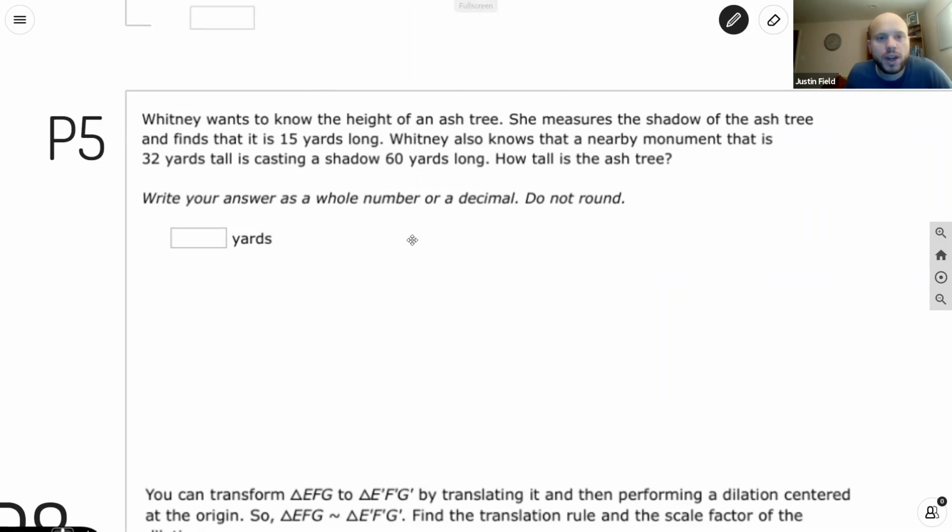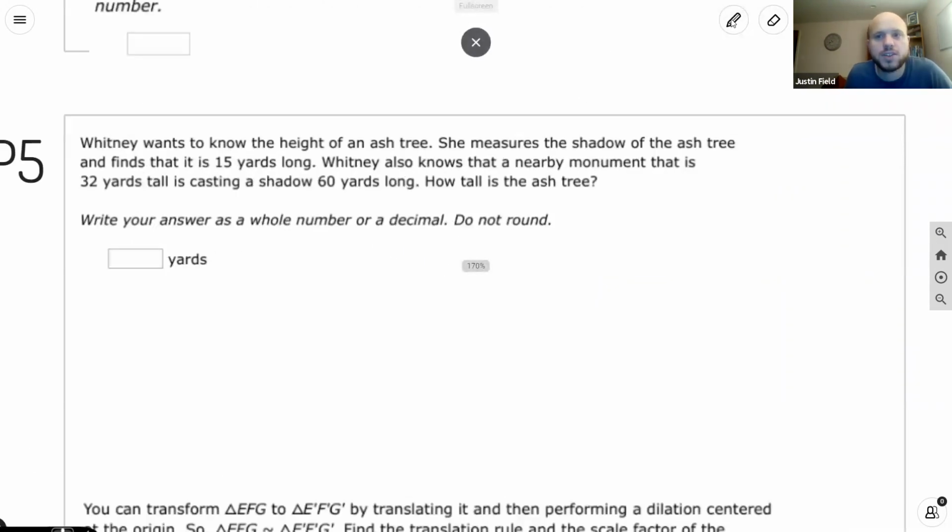Okay, so let's talk about Whitney. P5 is talking about indirect measurement, one of my favorite things in geometry because it's so easy to actually use. So we're going to draw a picture. Whitney wants to know the height of an ash tree. So here is Whitney. Hi, Whitney. How are you? She is really thinking about how tall is the tree. She measures the shadow of the ash tree.